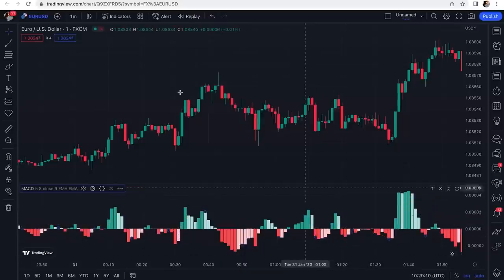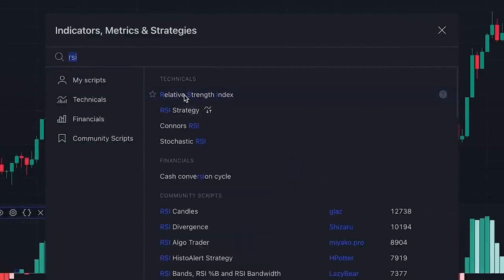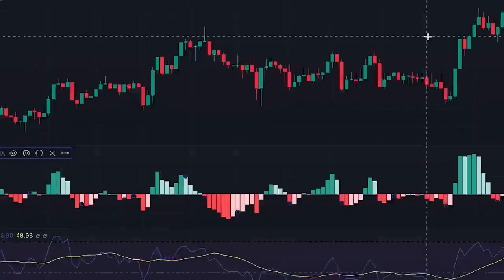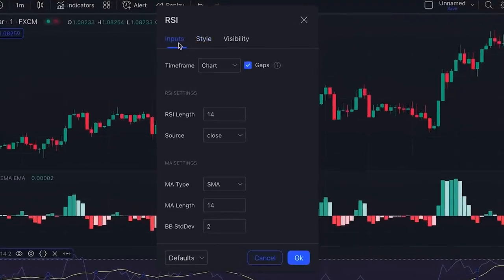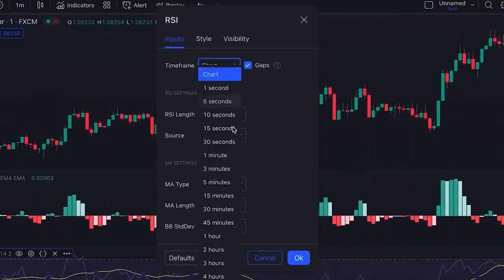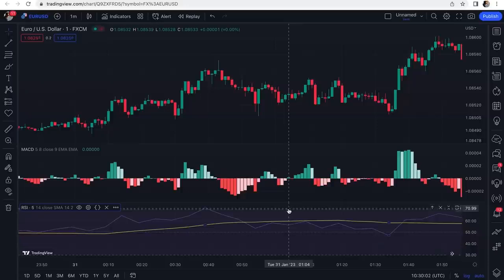The next indicator that we should add is RSI, relative strength index, and for this indicator we must also change its settings. Here in the inputs tab, for time frame we set it at 5 minutes. So it will help us in identifying the overall direction of the market on higher time frame.